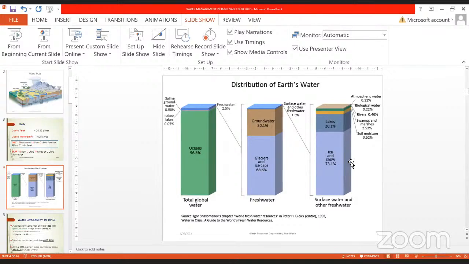for example, rivers contribute just 0.46% and lakes 20.1%. So adding these two, we get 20.5, rounding it off. So 20.5% of 1.3% of 2.5%. This is the surface water availability in the entire world. The scenario may not change much even for Tamil Nadu.